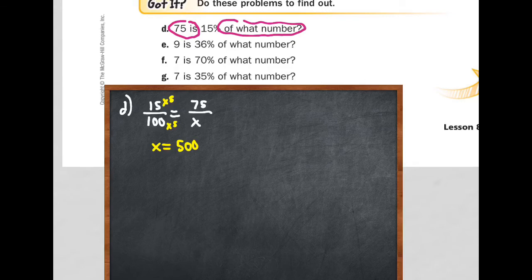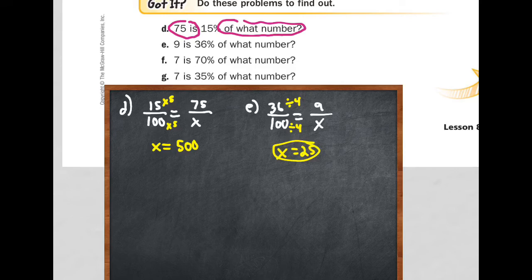All right, let's try E. I'm going to go a little bit quicker here. So 36 over 100, 9 is over what number? We don't know. Now to get this one, 36 to 9, we divide by 4. 36 divided by 4 is 9. And 100 divided by 4, x is 25.